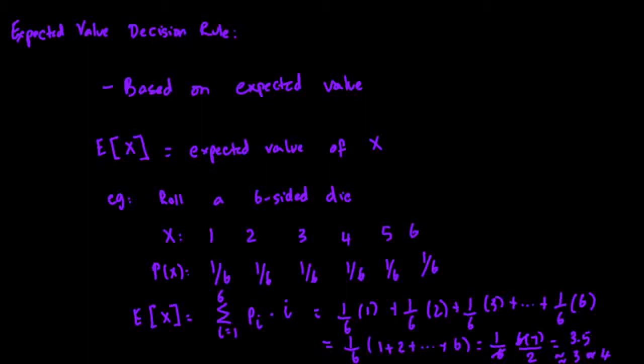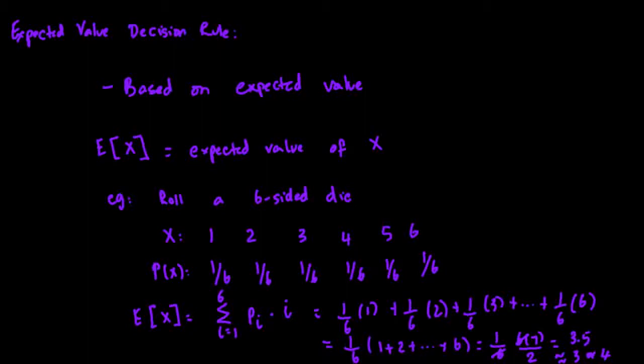And if I write it out, this is what I'd get: 1/6 times (1 plus 2 plus ... plus 6). And using a little bit of algebra, you can find that the answer is 3.5. In other words, it's 3 or 4. Now, of course, if you roll a six-sided die, the outcome could never be 3.5, so we can approximate it to either 3 or 4.